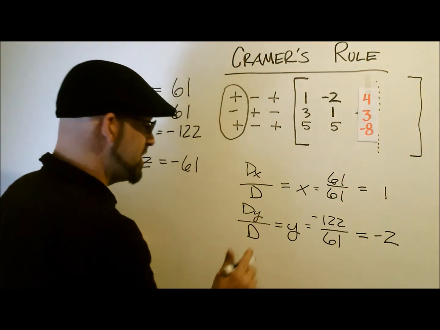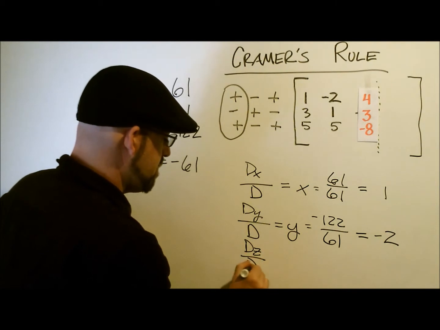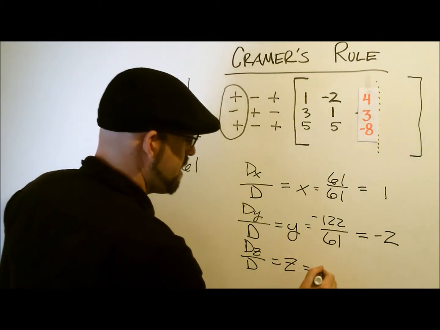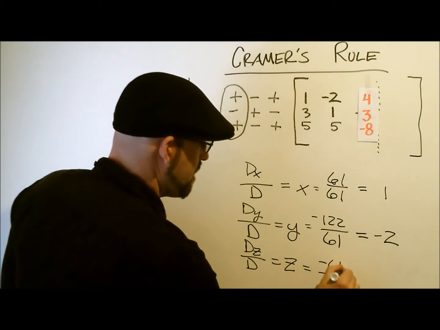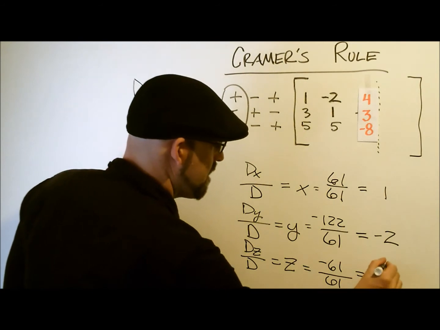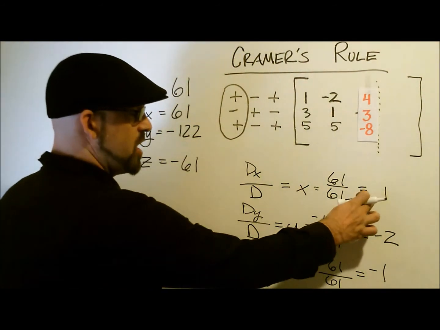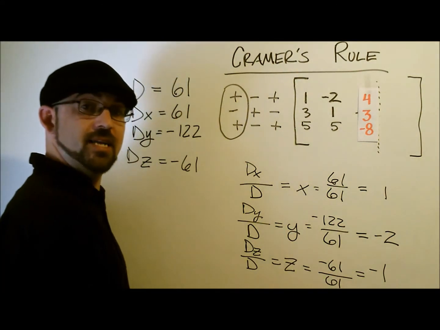We do the same thing for z. So our solution set is 1, negative 2, negative 1. It's that simple.